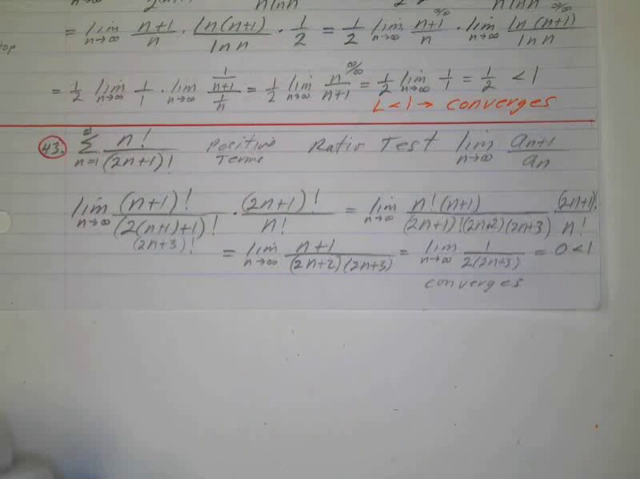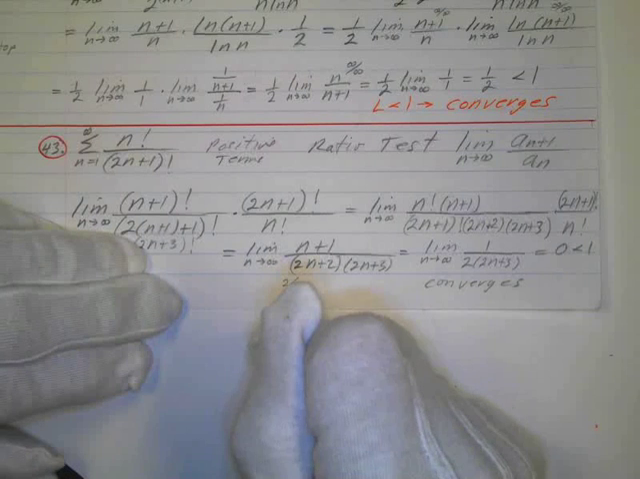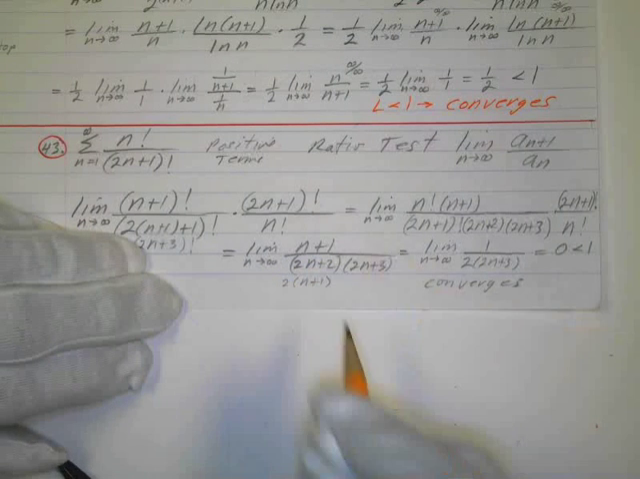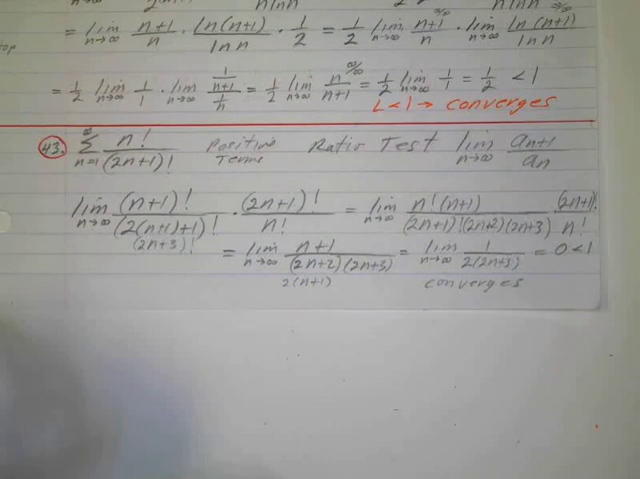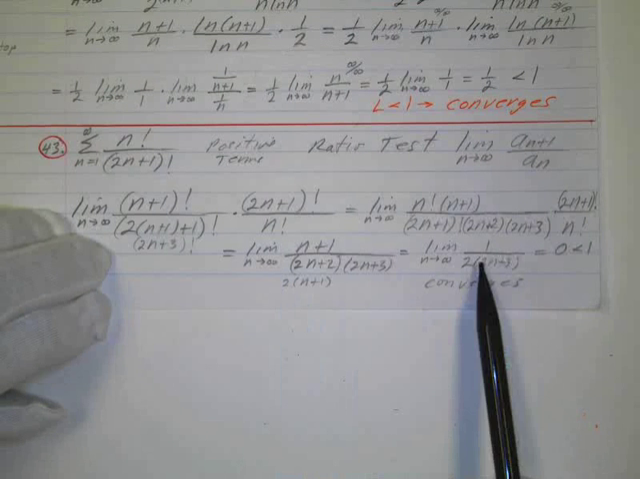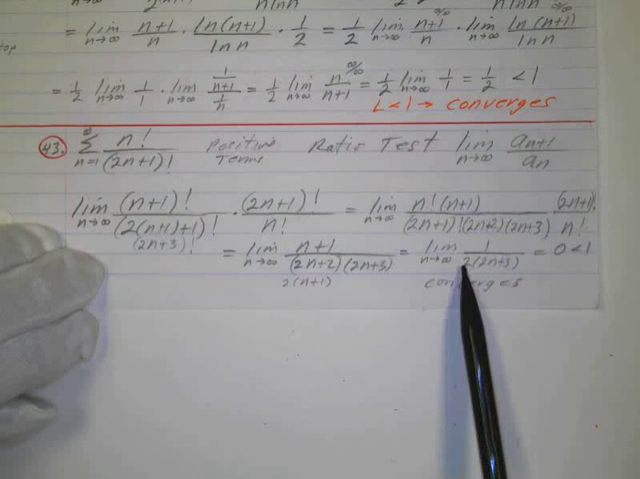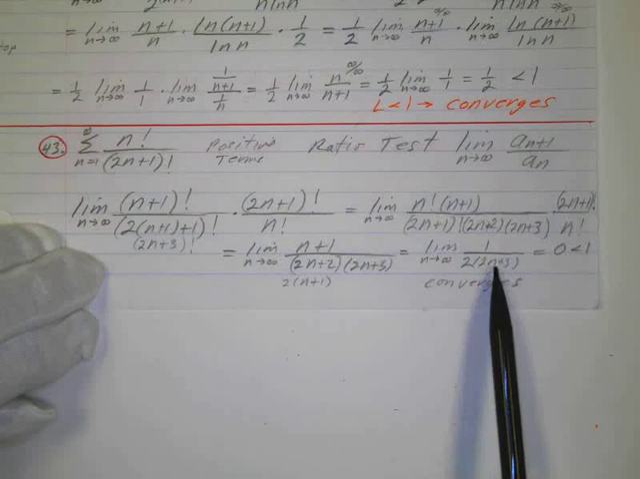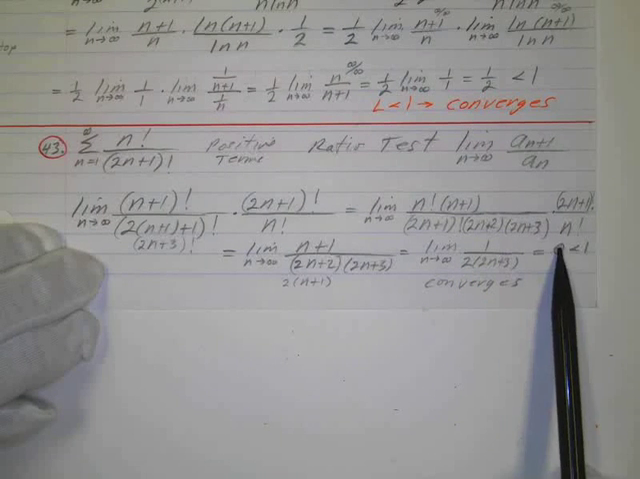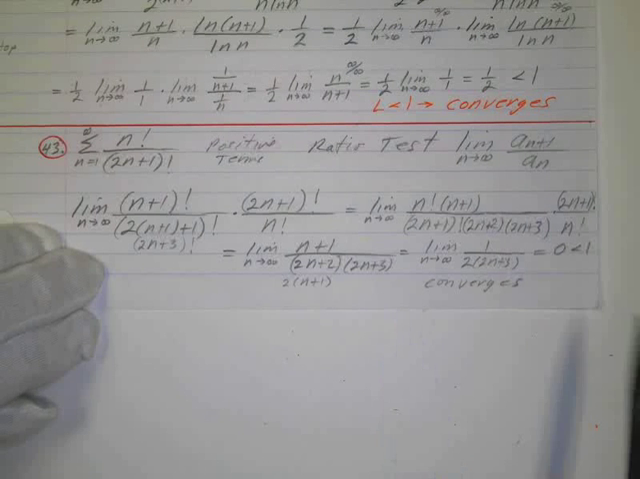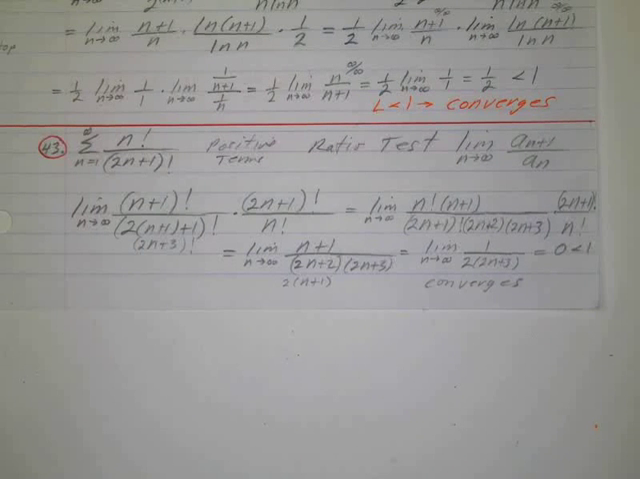Now I think this is it. If I factored out a 2 here, this is the same thing as 2 times n plus 1. Let me write it down here. 2 times n plus 1. So those n plus 1s are canceled, so I end up with 1 over 2 times 2n plus 3. All right? Well, if I take the limit as n approaches infinity, I've got 1 over something very, very, very large, so that's going to equal 0. Since 0 is less than 1, it converges. L is less than 1, it converges. Okay?